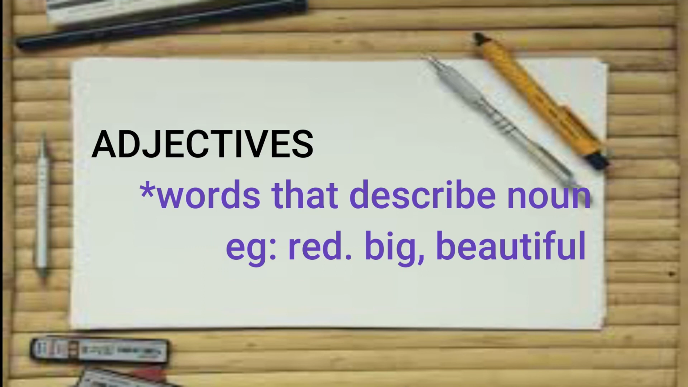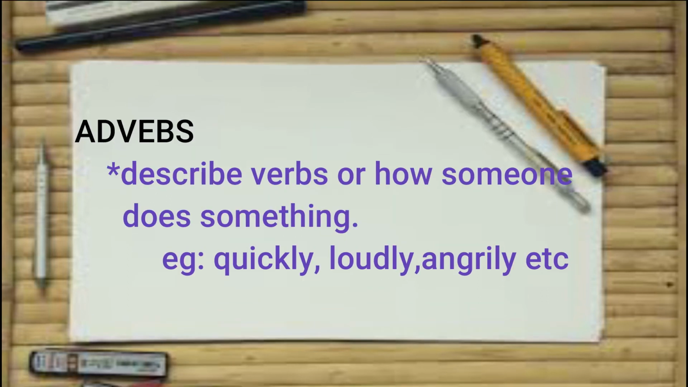The next part of speech is adjective. Adjectives are words that describe nouns. Example, red, big, beautiful, small, etc. The next part of speech is adverb. Adverbs describe a verb or how someone does something. Example, quickly, loudly, angrily, etc.